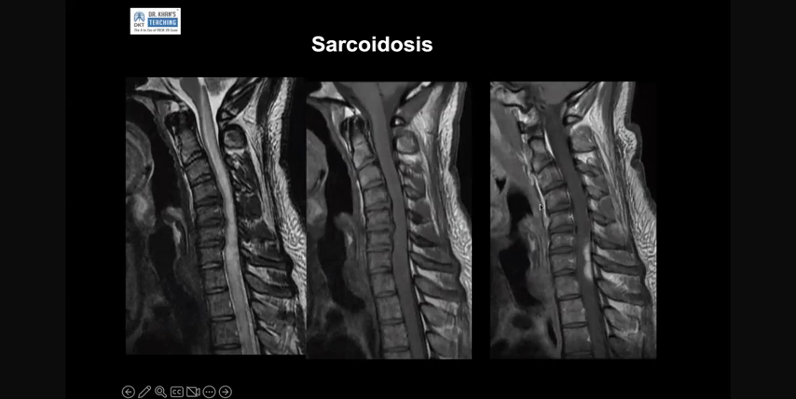Sarcoidosis, always remember in the differential diagnosis, the biggest mimicker in neuroradiology, both in the spine as well as in the brain. Remember that sarcoidosis can cause meningeal, as in leptomeningeal and dural involvement. It can extend into the intramedullary part through the Virchow-Robin spaces. And then it can be extramedullary, as in the bone marrow, etc. So this is sarcoidosis where you can see a bit of enhancement here, a bit of enhancement here.